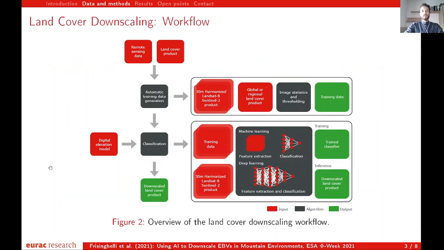The land cover downscaling is based on an automatic training data generation algorithm, which uses existing global or regional land cover information and the high-resolution, multi-temporal, harmonized Landsat Sentinel dataset to automatically extract training data for each land cover class. These training data are then integrated with digital elevation model data to train two different classification algorithms, a state-of-the-art machine learning and a novel deep learning approach. These algorithms are then used to classify the tile-based Landsat Sentinel time series and then to generate the downscaled land cover product.